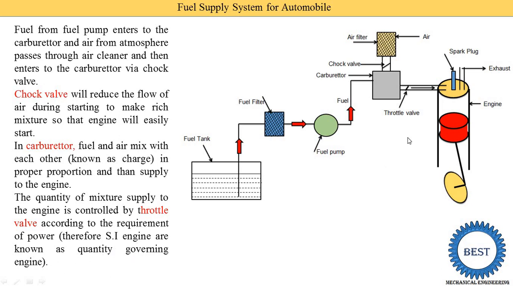Because it only controls the quantity, since the quality is already maintained in the carburetor. So we don't change the quality of the charge. We only change the quantity, meaning the amount of charge supplied is controlled by using this throttle valve. That's why it is known as throttle governing.